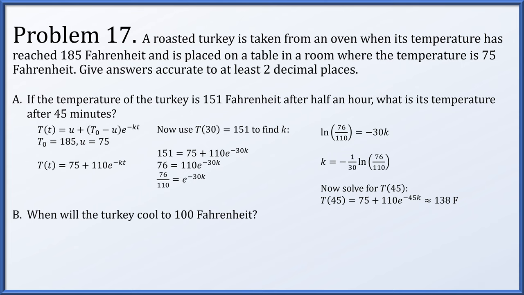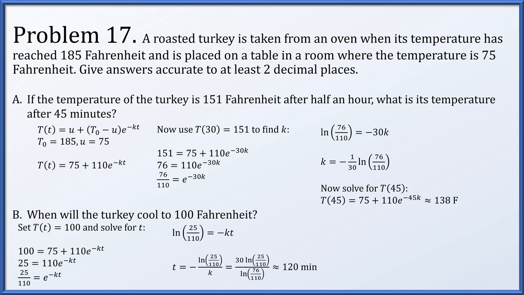Part B, when will the turkey cool to 100 degrees Fahrenheit? So we set the temperature to be 100 degrees, and what we don't know is the time t. K is written here just as K, but we do have an exact value for it. We solved for it in part A. Subtracting 75 and dividing by 110, taking a log and dividing by negative K, we get that t, our unknown, is 30 times the natural log of 25 over 110 divided by the natural log of 76 over 110, which is roughly 120 minutes.